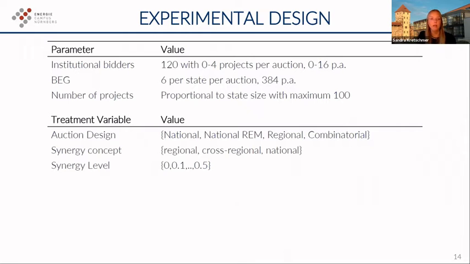And then we also vary the synergy level, so the intensity of these economies of scale. So for example, a synergy level of 0.2 means that a bundle of projects can cost up to 20% less than the sum of each individual project. And the more projects, the closer this cost reduction will be to the 20%, or to this synergy level. Since the citizen cooperatives, so the BEGs, are small local bidders that place only one bid in a single region, they do not realize synergies.